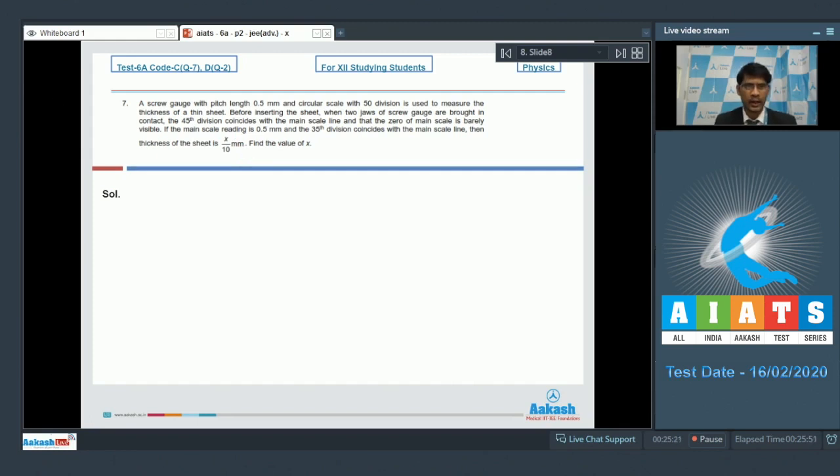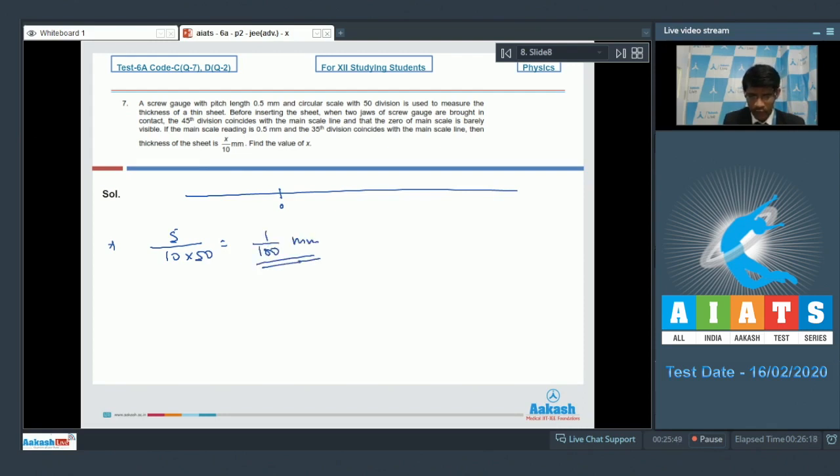We need to understand here how the screw gauge and the circular scale was actually adjusted. This was the zero marking here. In fact, initially we need to find the least count of the system. Pitch length being how much? 0.5 mm. That means it is 5 divided by 10. And each of this part is actually being divided into 50 further divisions. So I'll be saying it is 1 by 100 mm is the least count of the system here. Before inserting the sheet, it's been said that 45th division coincides with the main scale.